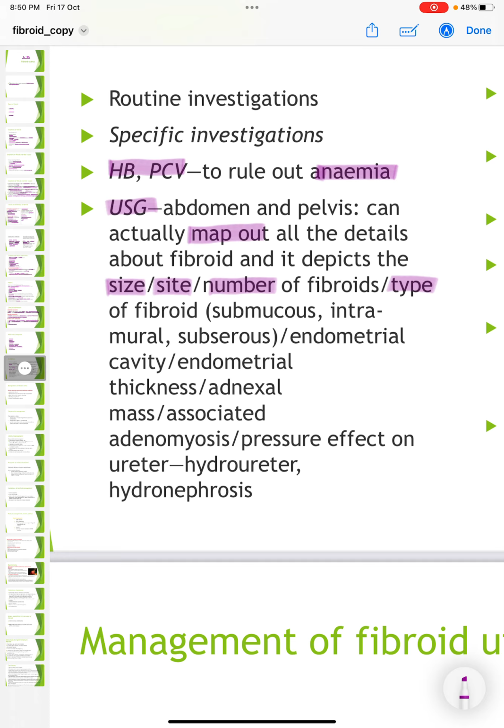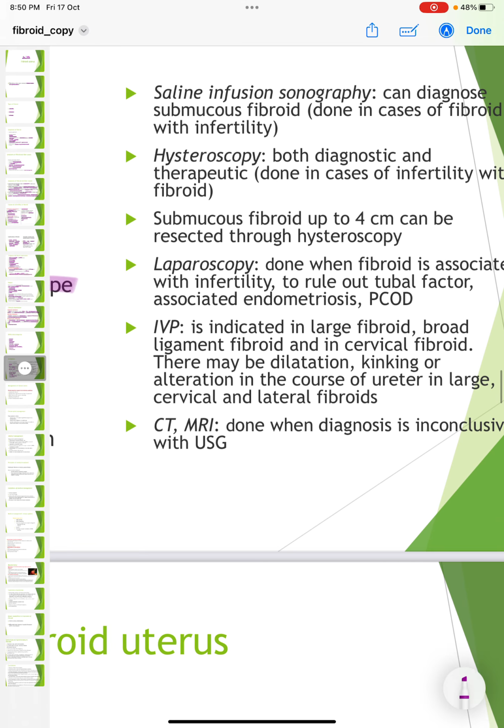it is submucous, intramural, and how is endometrial cavity thickness, ET thickness, cavity distortion, any adnexal mass, associated adenomyosis or pressure effect like hydroureter or hydronephrosis. This is the importance of ultrasound in fibroid.